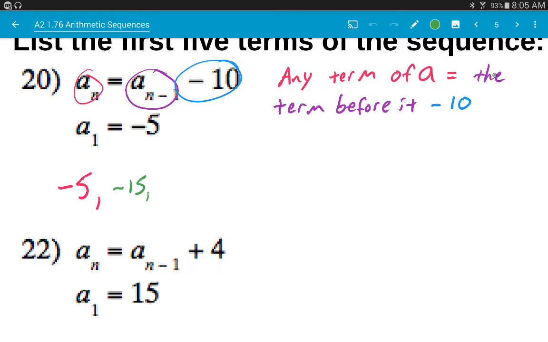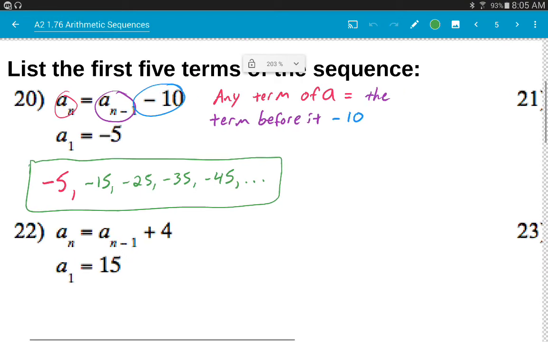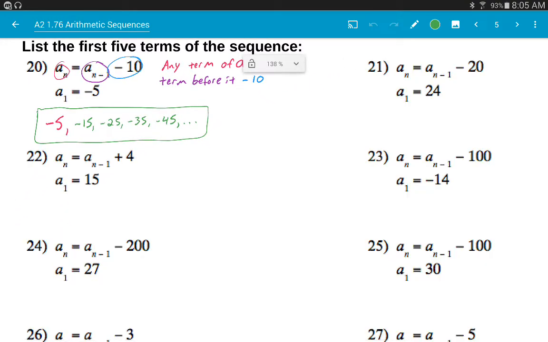Any term of a is equal to the term before it minus 10. So the term before it minus 10, minus 10, minus 10, minus 10. So that's what it's telling me to do here. It's saying every time I go over, minus 10, minus 10, minus 10. So it should be really easy to fill in the rest of this now that I understand the pattern. It's going to be negative 25, negative 35, and negative 45. And don't forget the comma, dot, dot, dot. All right.